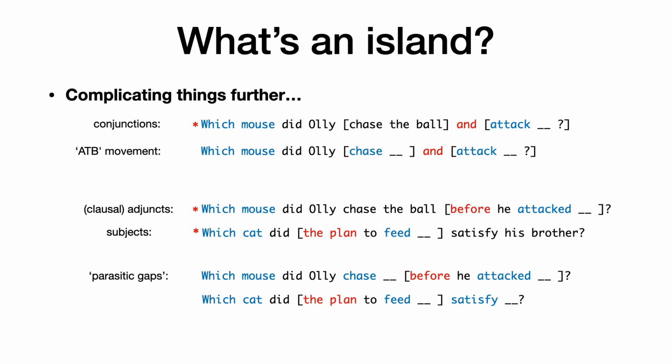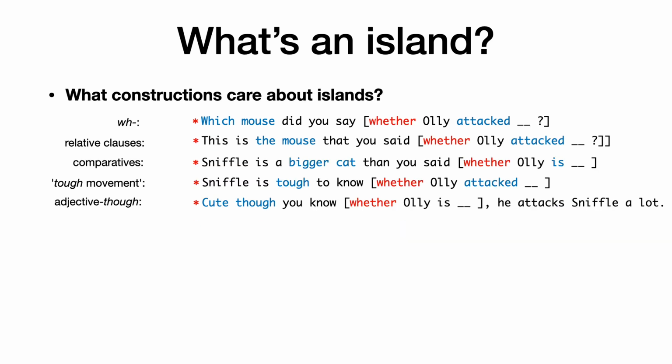The second thing we need to explain is, well, which kinds of phenomena care about islands? All the examples I used so far use WH questions, but that's not necessary. So island phenomena are not just about WH questions. That's an important thing to keep in mind for something I'll mention at the end of this lecture. This is not a theory of WH questions. It's a property of different kinds of relations that we see in grammatical structures. And there's lots of things that seem to be sensitive to islands.